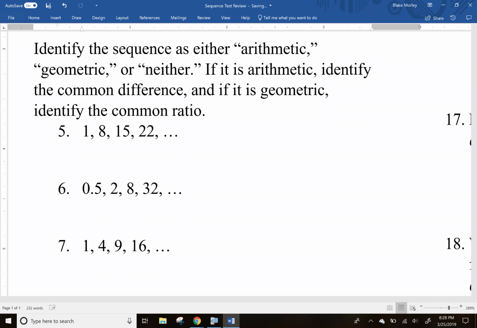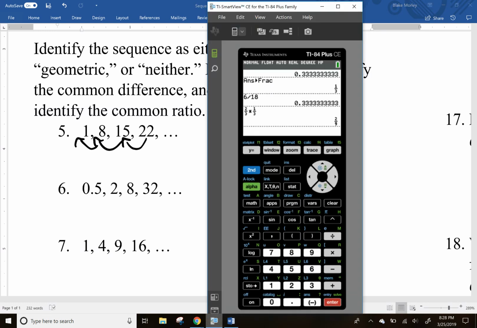Looking at number 5, we're going 1 to 8, 8 to 15, and 15 to 22. Sometimes it's kind of hard to tell if we're adding a common value or multiplying by a common value. But if you want to test both theories, you can just work your way backwards. If it's arithmetic, then subtracting the previous term will help you find that out. And if it's geometric, dividing by the previous term will help you find that out. So you're looking for which one of those gives us the same number every time. Let's try arithmetic first.